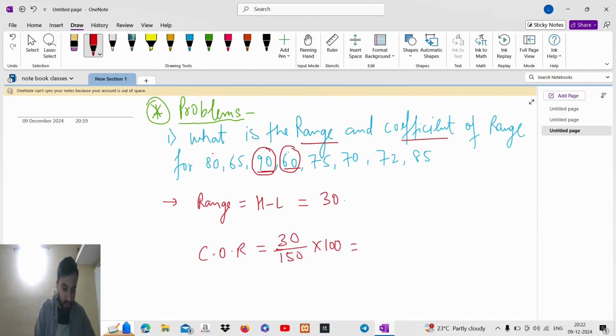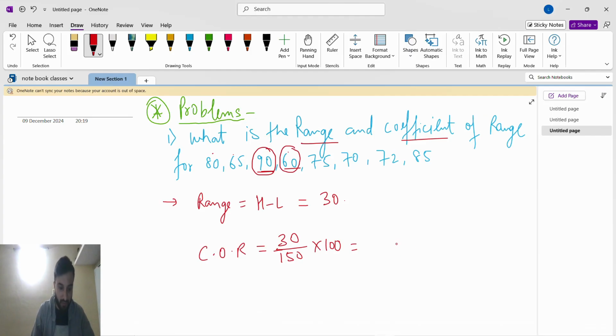Now we'll do the calculator. 30 divided by 150, whatever you are getting, multiply with 100. So 20%. Yeah, answer is 20% or 20, it depends upon the option. Here option is in percentage, so the answer is 20%.